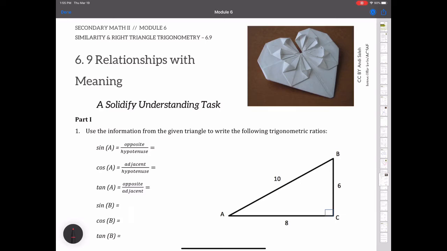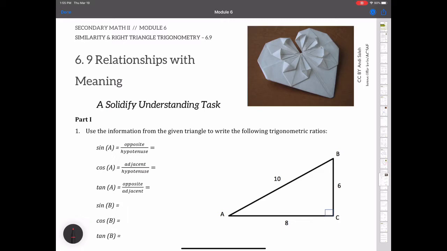Hello, we are working on lesson 6.9, relationships with meaning. So we looked at some of those relationships between sides of right triangles last class, and now we're going to dive into trigonometry with sine, cosine, and tangent.